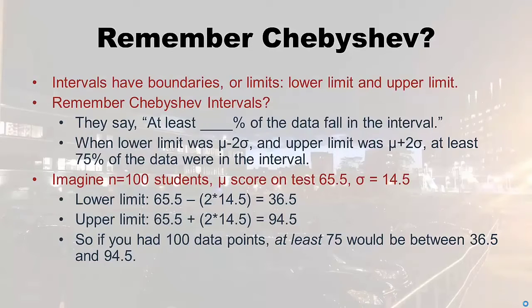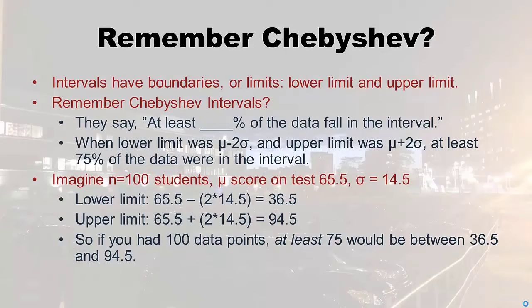So when we were doing Chebyshev intervals, what we would do is we'd figure out a lower limit and upper limit, and we'd say at least so much percent of the data falls in the interval, right? So when we would choose a lower limit of mu minus 2 times the standard deviation, and the upper limit was mu plus 2 times the standard deviation, we would say at least 75% of the data were in the interval. So I wanted to just show you a demonstration using my fake class.